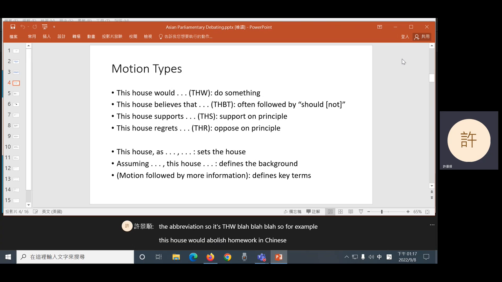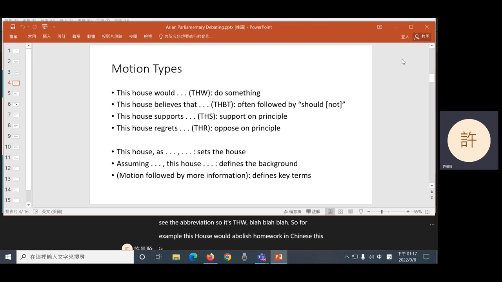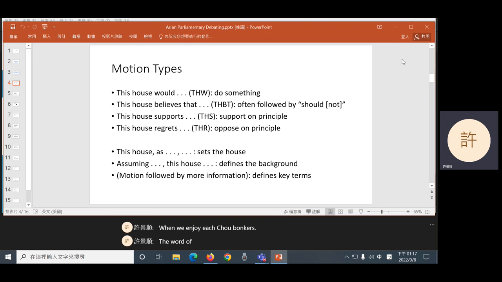In Chinese, this is 本院决议取消功课制. The word abolish does not mean ban, 禁止. Abolish does not simply mean we don't do that anymore. It means we will change the system so that this no longer exists. So for example, after the American Civil War, the US abolished slavery. That does not simply mean that it is illegal to own black people. It means that the entire economic system changed so that black people could be free.